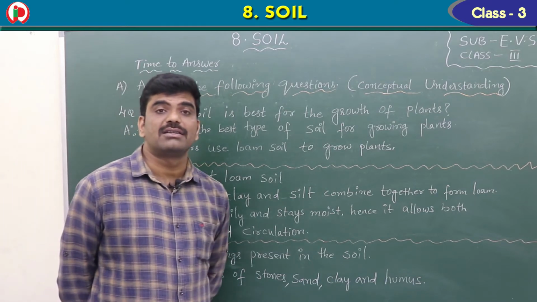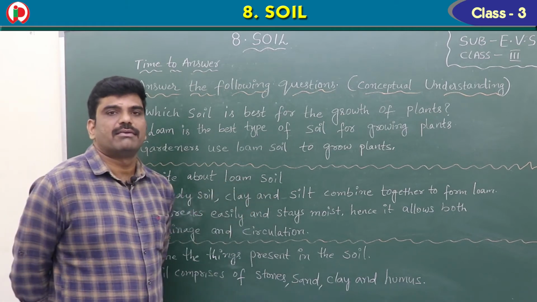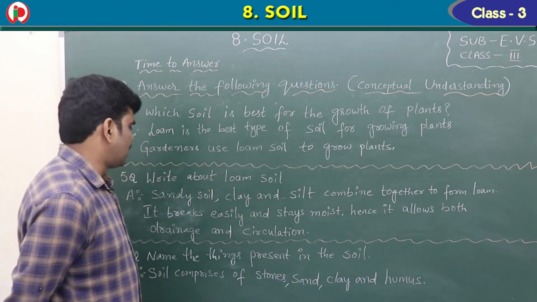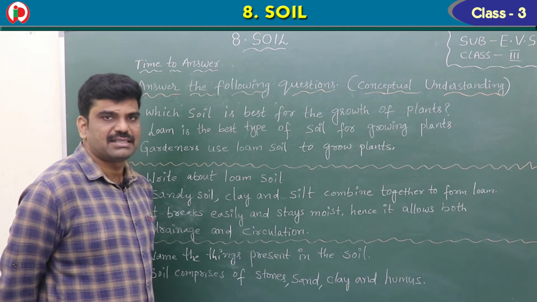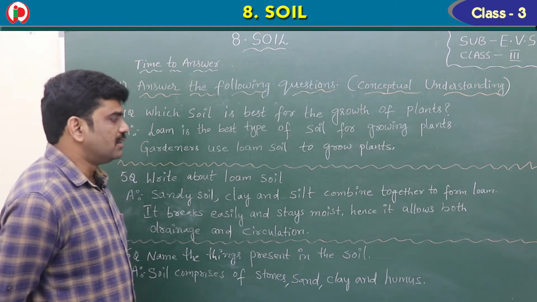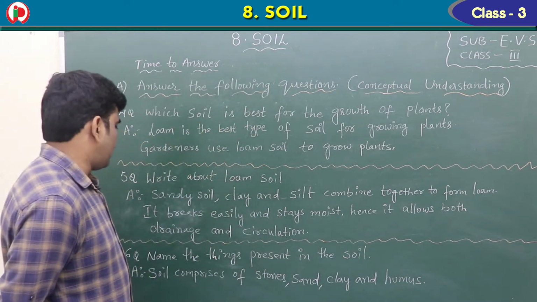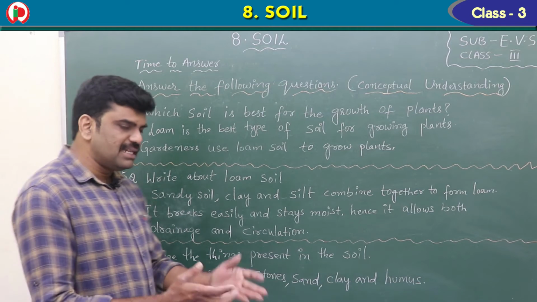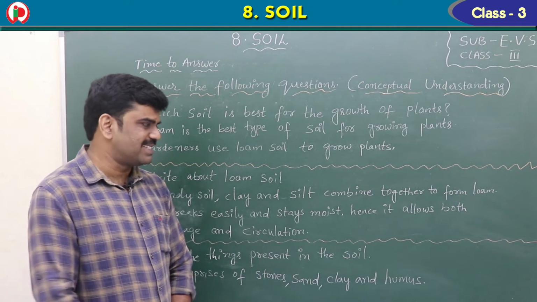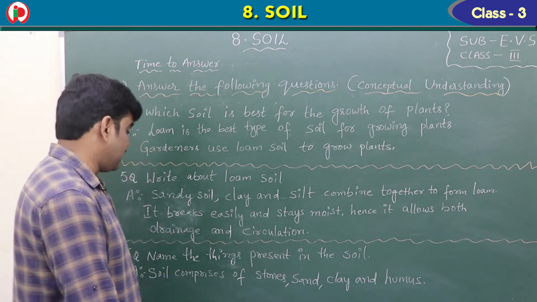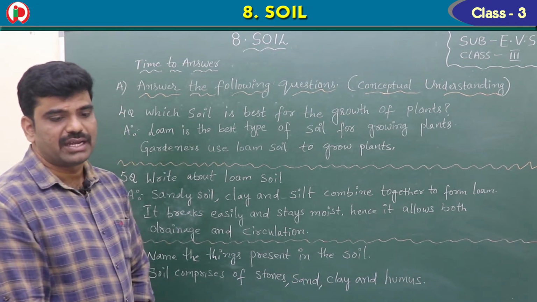So which soil do the gardeners use to grow plants? Loam soil. Write about loam soil, children. What does the loam soil contain? Let's see. Sandy soil, clay and silt. These three, sand, clay and silt, combine together to form loam. The loam soil breaks easily and stays moist. Moist means wetness, hence it allows both drainage and air circulation.